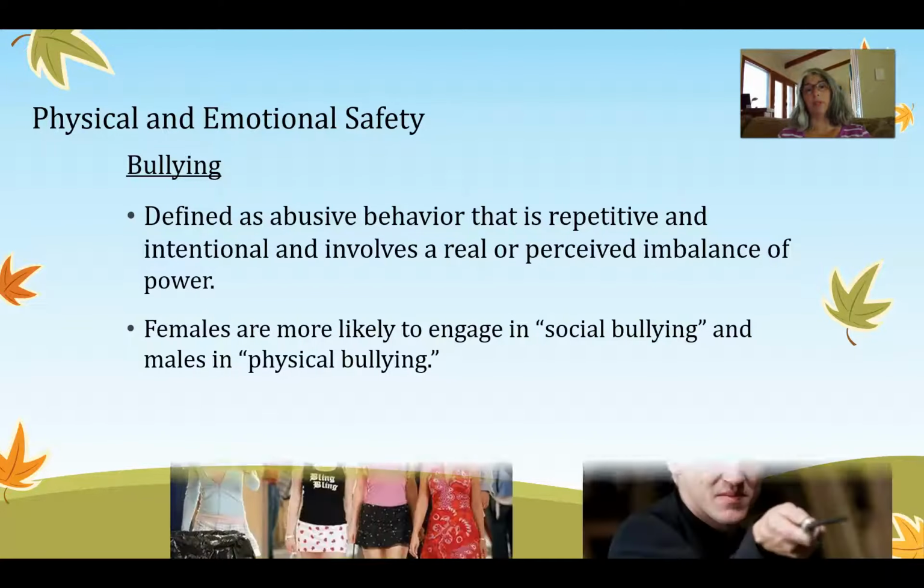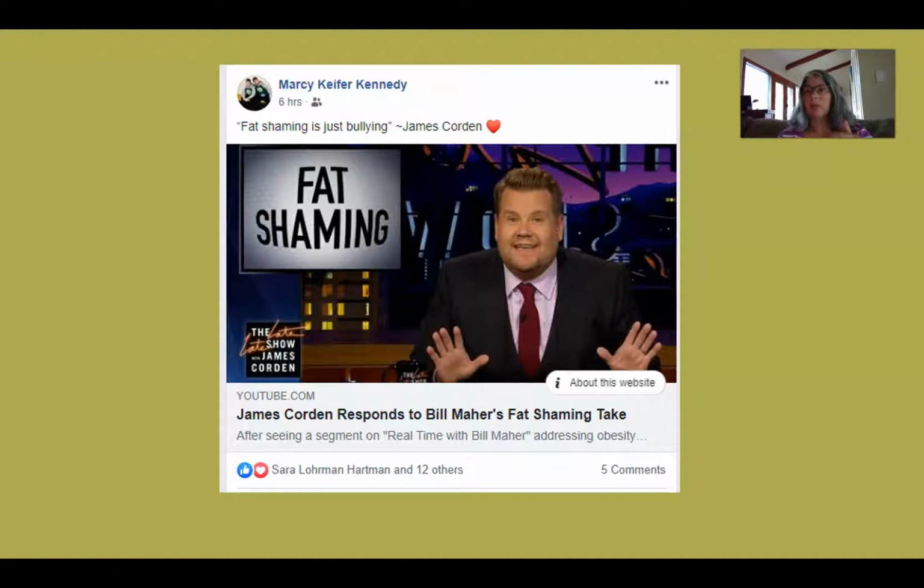Also, LGBTQ students, or students who might just in some way look or dress differently than others. Students who are obese or have some sort of physical or learning disability, some way that they're going to stand out and it makes them easy to be picked on. I wanted to include this. James Corden recently put something out on his show talking about fat shaming and how fat shaming is really similar to, and the same thing as, bullying.